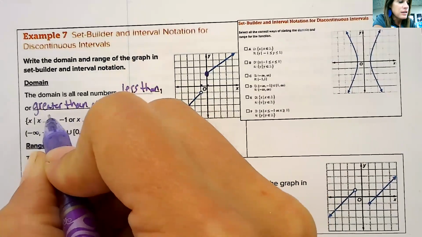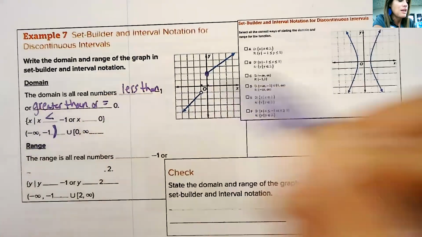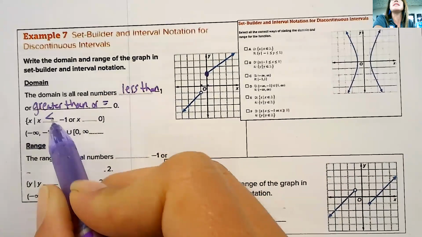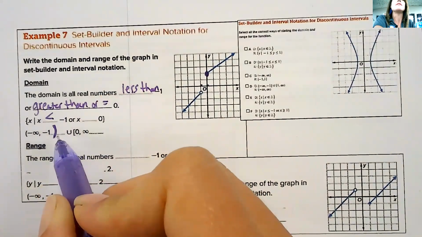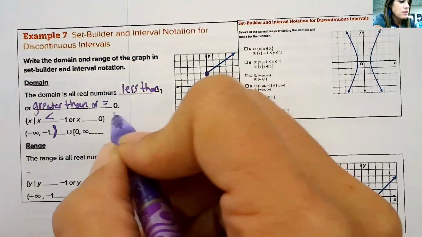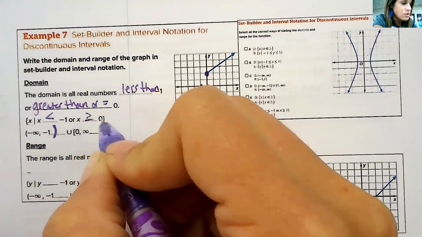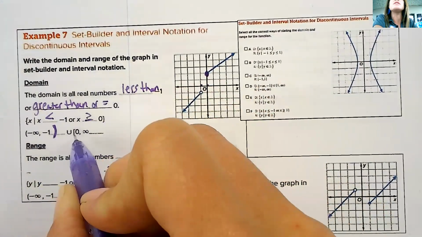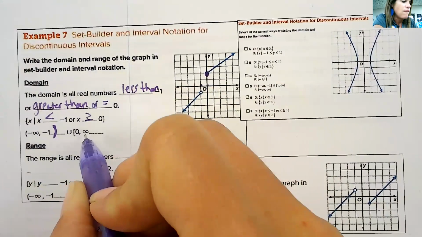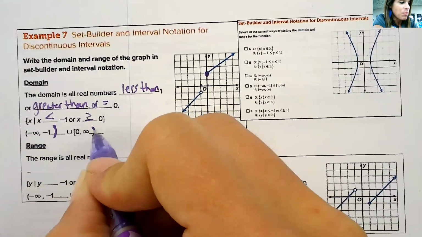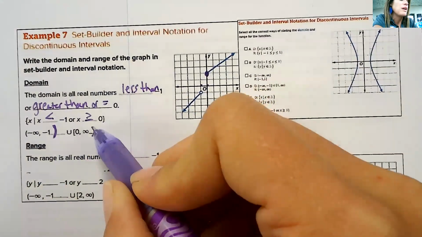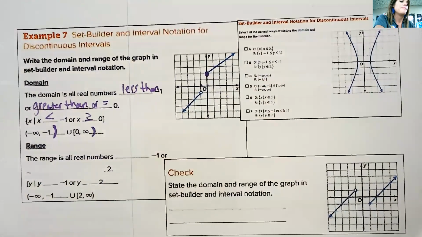This is x is less than -1, not "or equal to," less than, which is why it has a parenthesis, or x is greater than or equal to 0. So that's why it has a bracket on 0. The infinity sign is never a bracket on infinity. It's always a parenthesis.